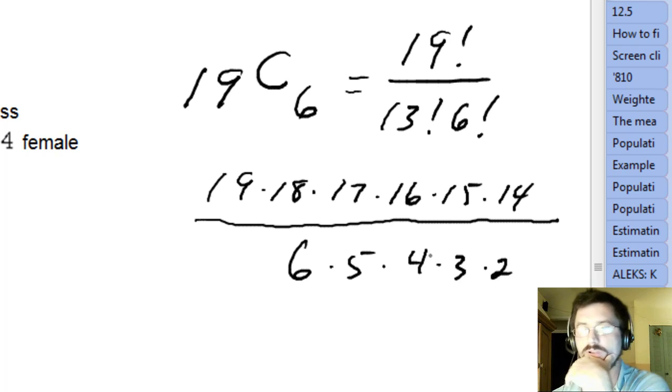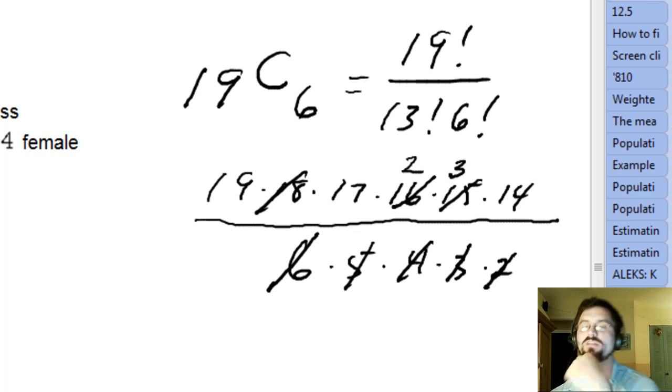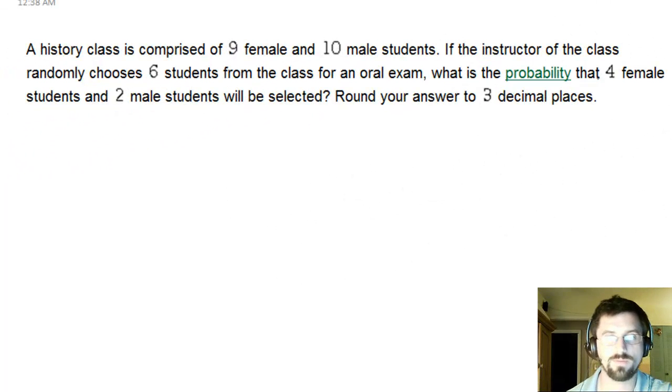All right, 4 times 3 is 12. No, what do I want? Let's do 3 and 6. Take out the 18. 4 and 2 go into there and leave a 2. 5 goes into 15 3 times. So that's my denominator. Now they want to know what is the probability that 4 female students are chosen.